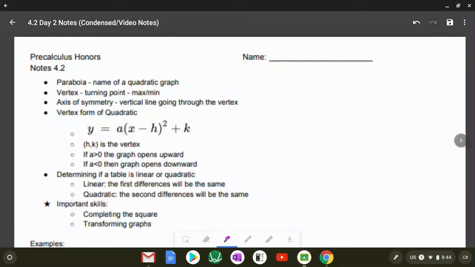Today we're moving on to Chapter 4, Day 2. We're going to be dealing with quadratics and quadratic functions. Looking back in the past, we've learned about how quadratics have a parabola-shaped graph.